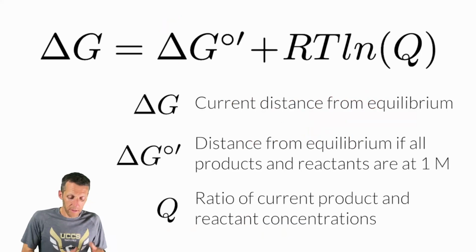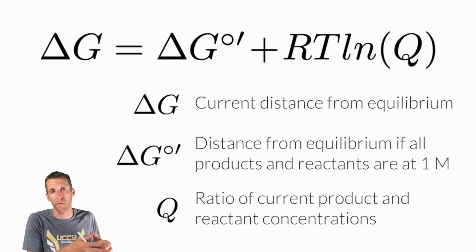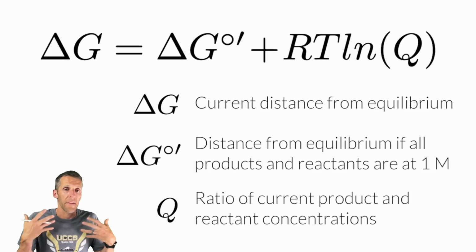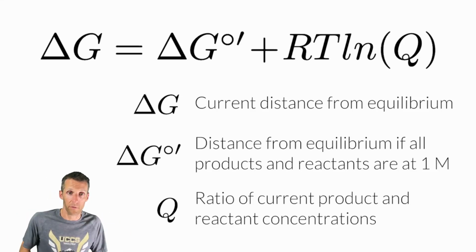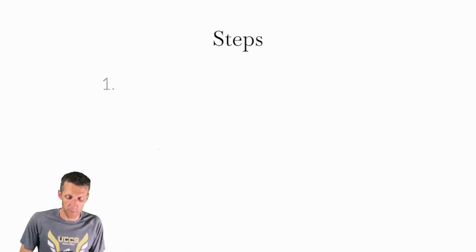Okay, so again, delta G is the current distance from equilibrium, delta G naught prime is the distance from equilibrium when all products and reactants are 1 molar, and then Q is the ratio of the current products and reactants. Steps. Then what are the steps we would actually use to do one of these problems?